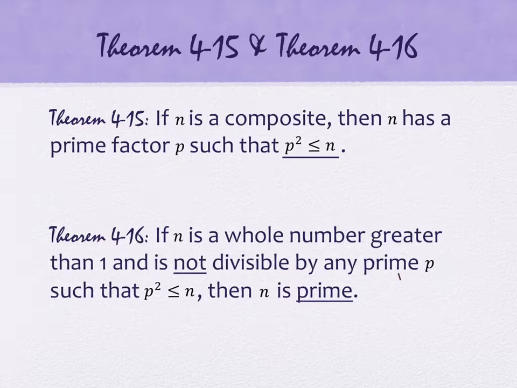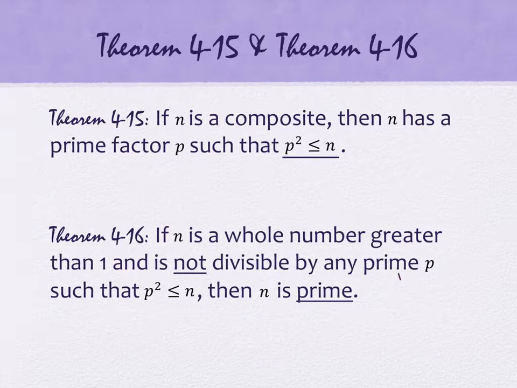If n is a composite number, then n has a prime factor p such that p squared is less than or equal to n. All right, so every composite number has a prime factor, a number lower than it, that squared will be less than or equal to that number.